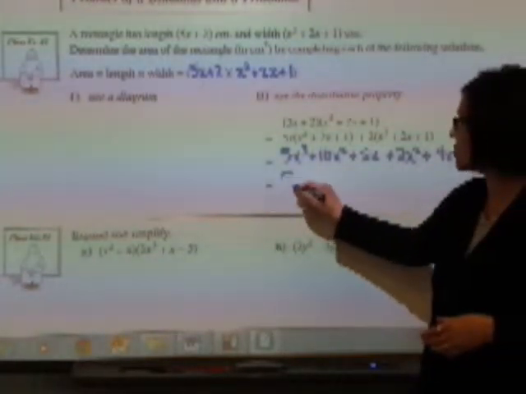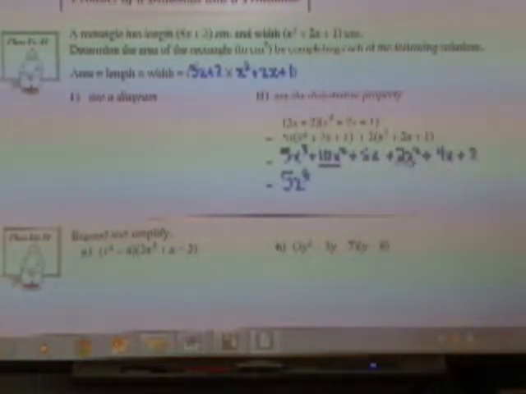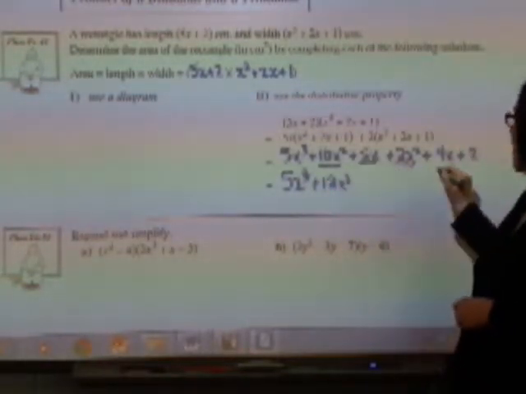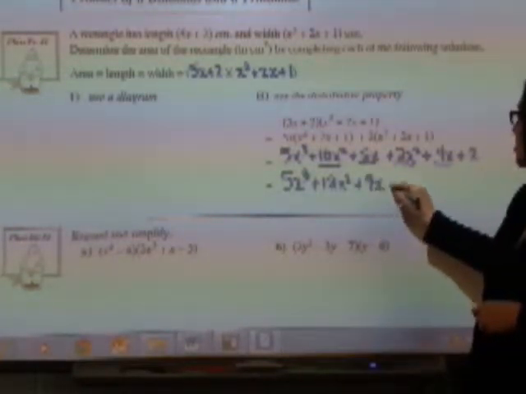So there's nothing else with my 5x cubed, but I have 10x squared and 2x squared. 12x squared. And then I have 5x and 4x. And then 2.